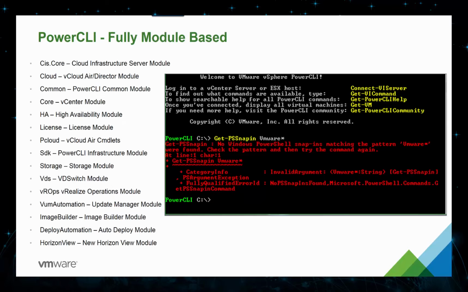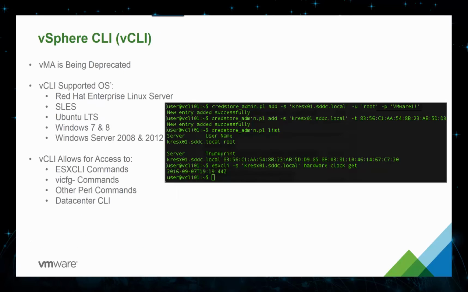For those that prefer scripting, the new PowerCLI command line tool is fully module based. This allows you to automate almost all daily operational tasks using scripting. It also supports outputs in the following formats, such as simple, table, JSON, XML, and HTML. Our updated vSphere CLI now offers support for the following OSs: Red Hat Enterprise Linux Server, SLES, Ubuntu LTS, Windows 7 and 8, Windows Server 2008 and 2012. It also allows access to ESXCLI commands, VI config commands, other Perl commands, and the Data Center command line interface.